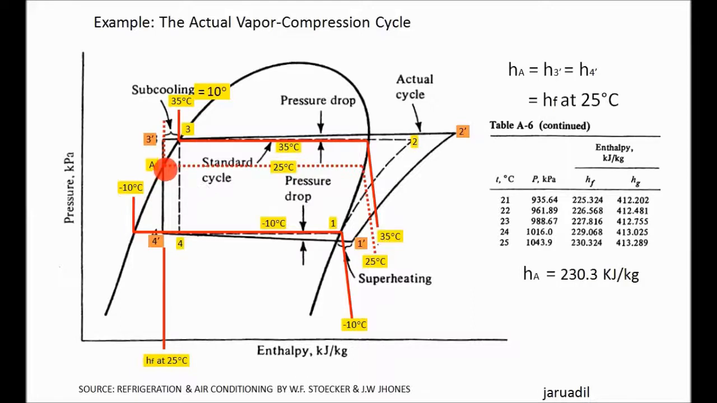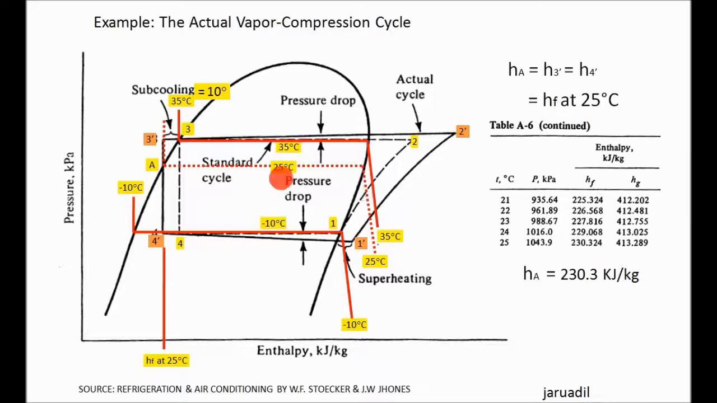Di ba? So importante ito kasi wala tayong makukuhang property dito sa H3', right? Wala tayong basta-basta makukuha diyan, at ganoon din dito sa 4'. Pero dito sa point A, kung alam natin tong point A, meron tayong HA, 'di ba? Enthalpy at A, which is equivalent to enthalpy at 3' and enthalpy at 4'. That is HF at this temperature, 25 degrees Celsius.